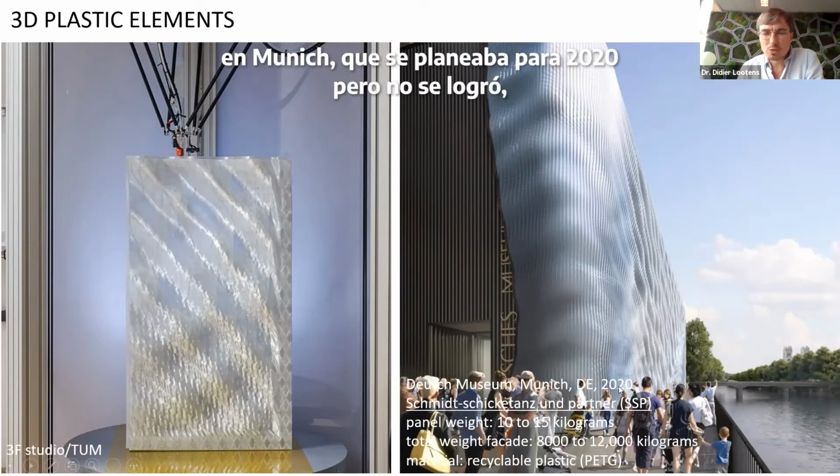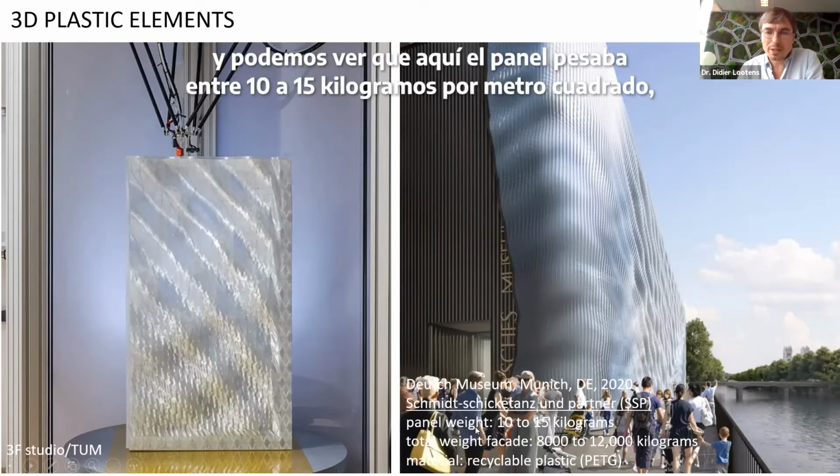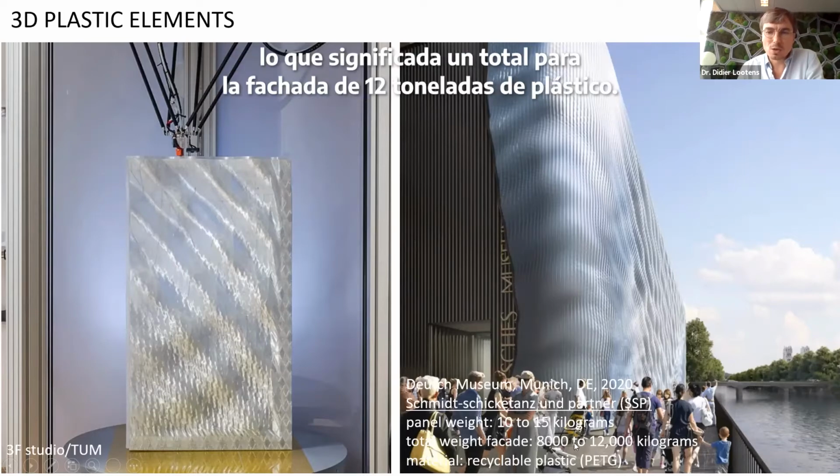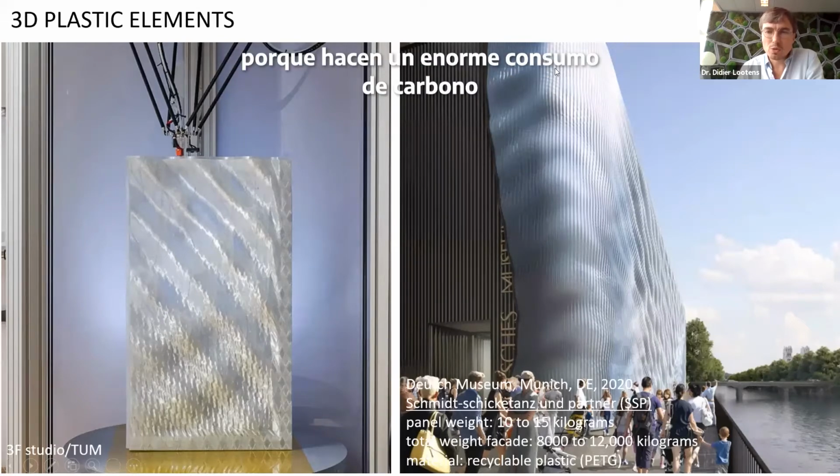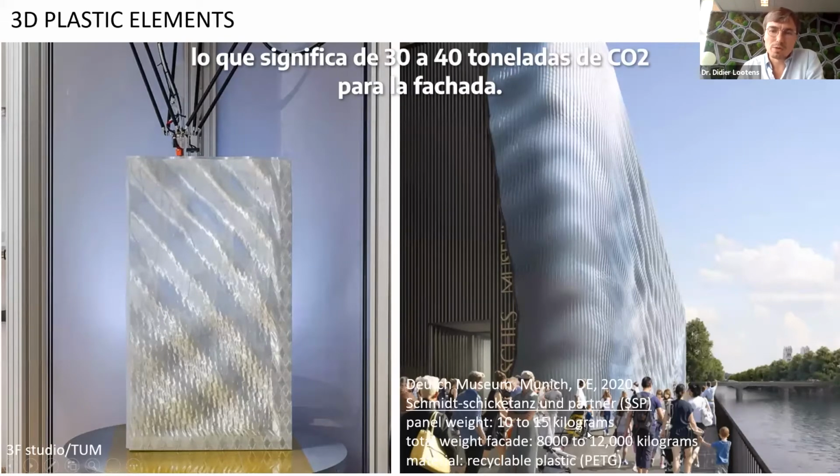So it was planned to be in 2020, but it's not achieved. And we can see that here the panel weighs about 10 to 15 kilograms per square meter. So that meant a total for the facade of 12 tons of plastic. And this is important to see, 12 tons of plastic, because it makes a huge consumption of CO2. 12 tons of PET is about 30-40 tons of CO2 for the facade, plus the cost.